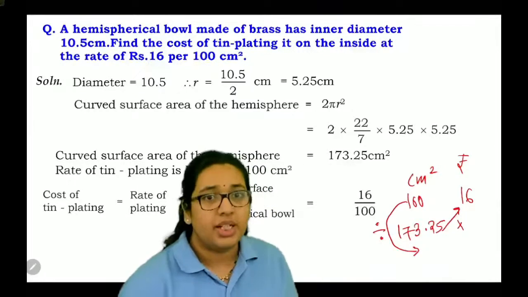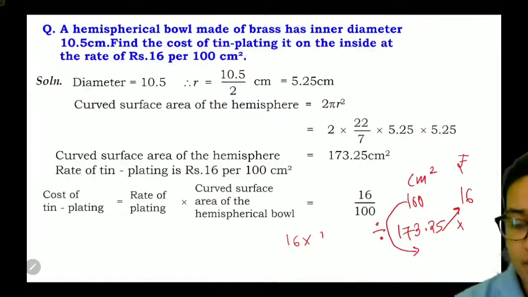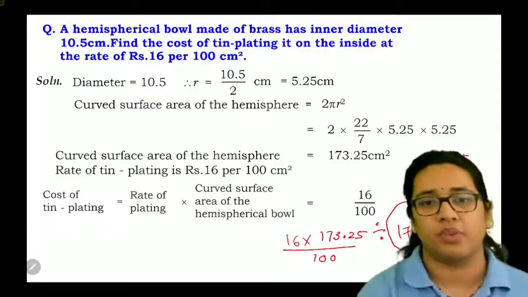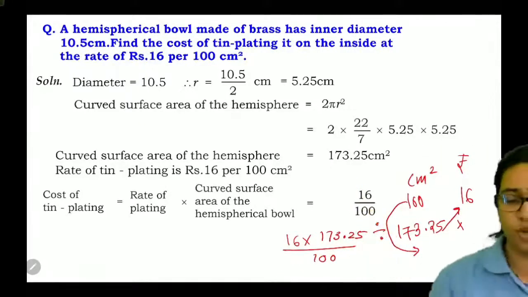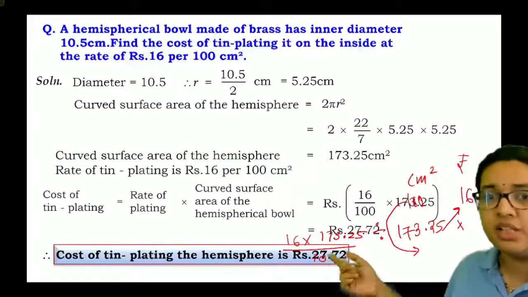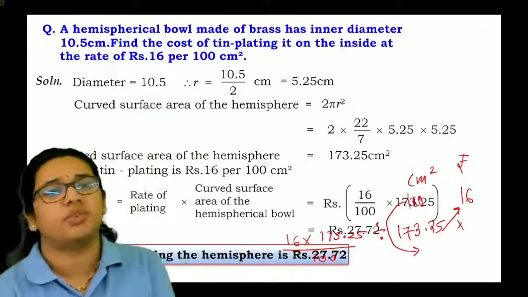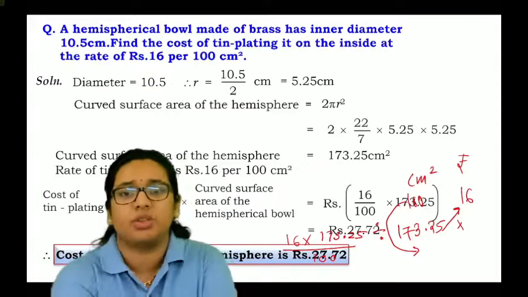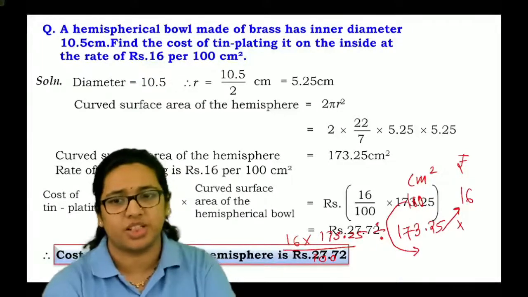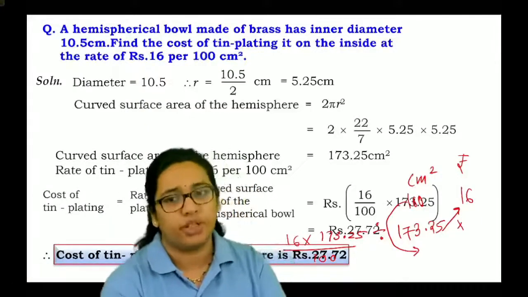Are you getting this one? It means that what you have to consider here is 16 into 173.25 upon 100. Getting this one, which is same as 16 upon 100 into 173.25. So after calculating this, you will get its answer as 27.72 rupees. Look at the decimal point, what happened to the right part? Maybe you forgot to divide by 100? Just check it once. So the answer should be 27.72 rupees.